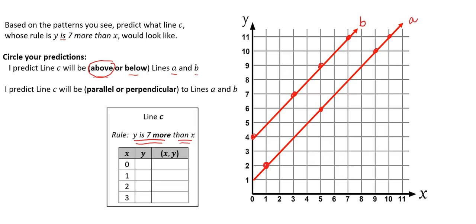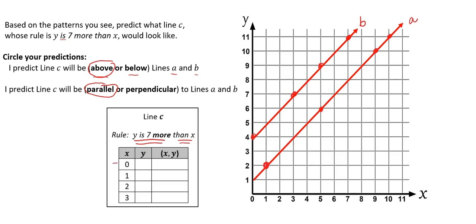The next prediction says, I predict line C will be parallel or perpendicular to lines A and B. Well, we're seeing a pattern then that when y is a certain number greater than x, in each case, for both lines A and B, those lines were parallel. So I'm going to predict that line C will also be parallel. Now let's fill in our table and plot those points to see about those predictions.